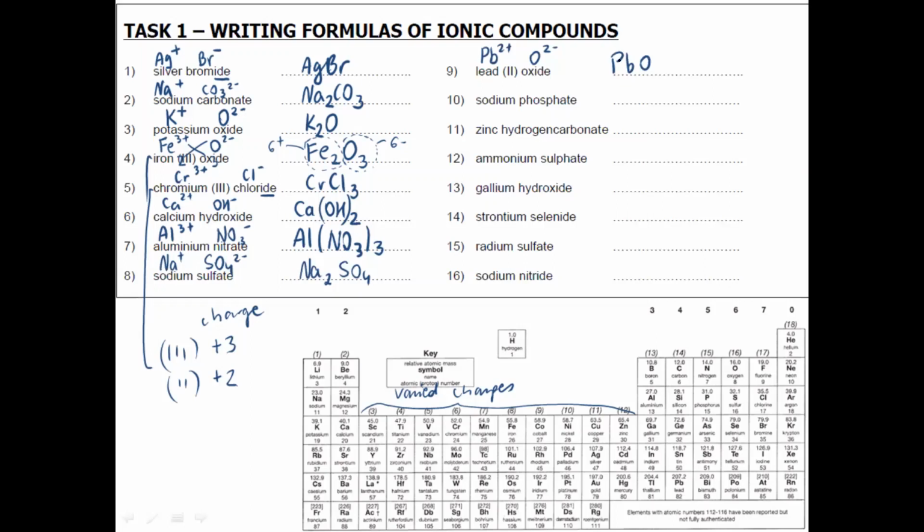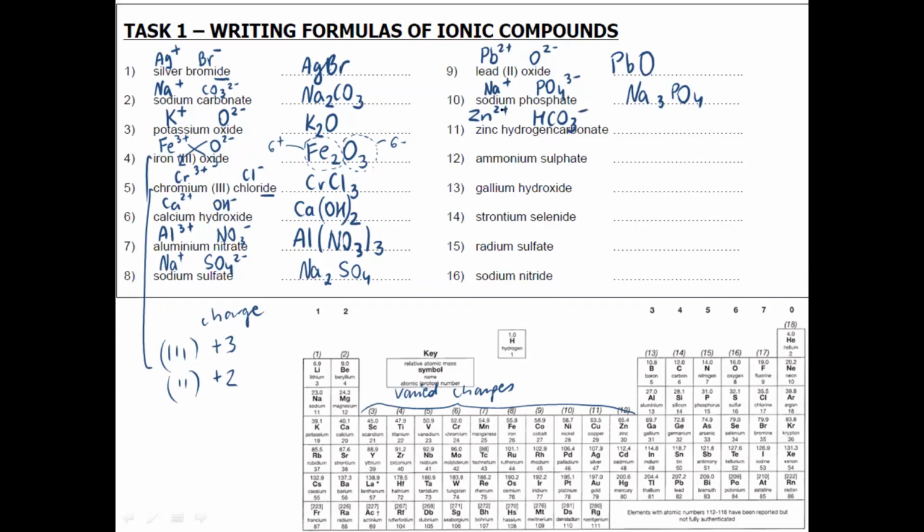Be careful with one thing, I just noticed. When you're writing oxygen, make sure it's the same size as your Pb. Otherwise it might look to the examiner as if you're writing a small letter and you might lose your mark. Sodium phosphate. Sodium is Na plus, phosphate is PO4 3 minus because it was H3PO4. So I need 3 sodiums to cancel out the PO4 3 minus.